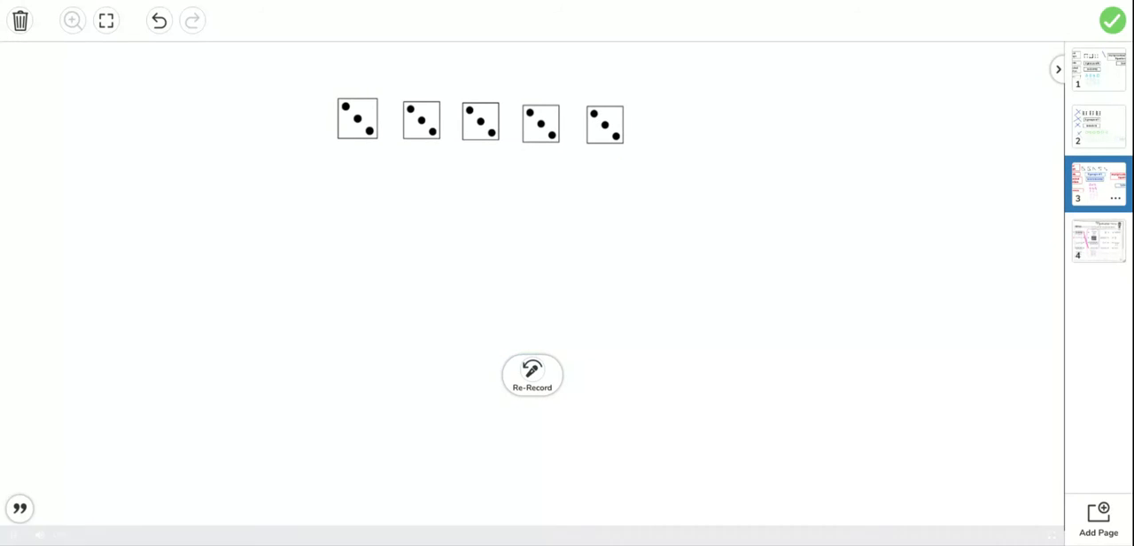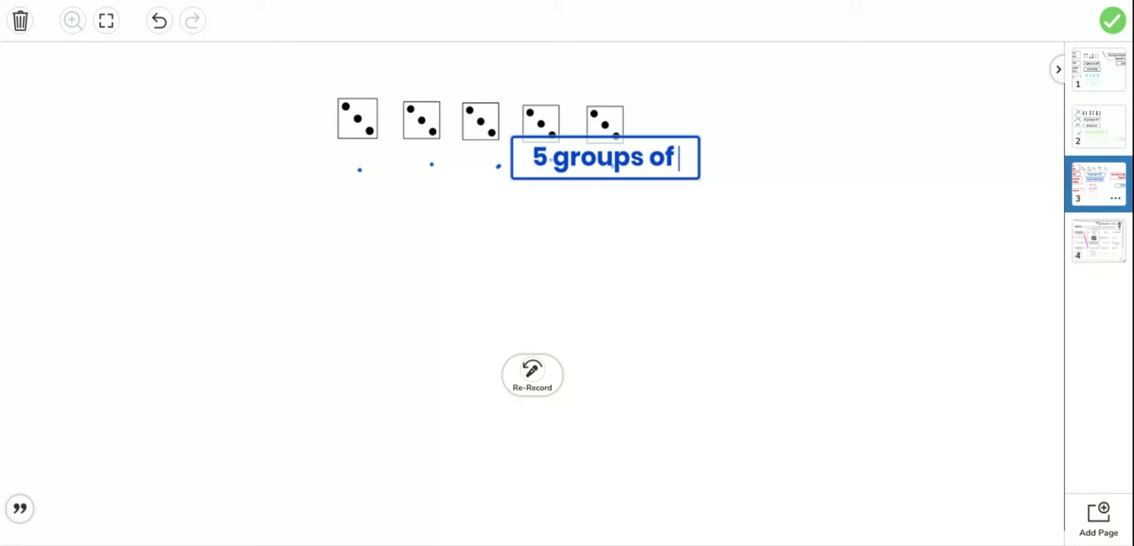So here I see 3s. And if I count my 3s, I see 5 3s. Okay, so let's go with the first one. Words. 5 groups of 3. I love that it turned blue. It was totally by accident, but I like it. Okay.